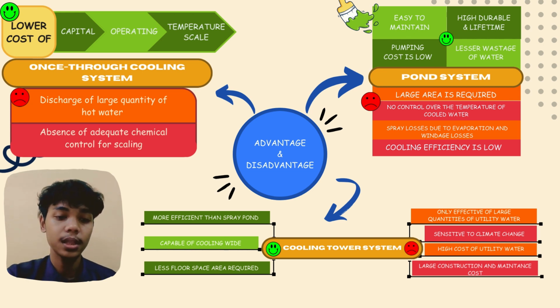So, for the last type of cooling water system, we have the cooling tower system, which benefits from more efficiency than the spray pond. It is also capable of wide cooling water range and requires less area. However, it is only effective for a large quantity of utility water. It is also sensitive to climate change and has a high cost of utility water. And lastly, it requires large construction and maintenance costs.